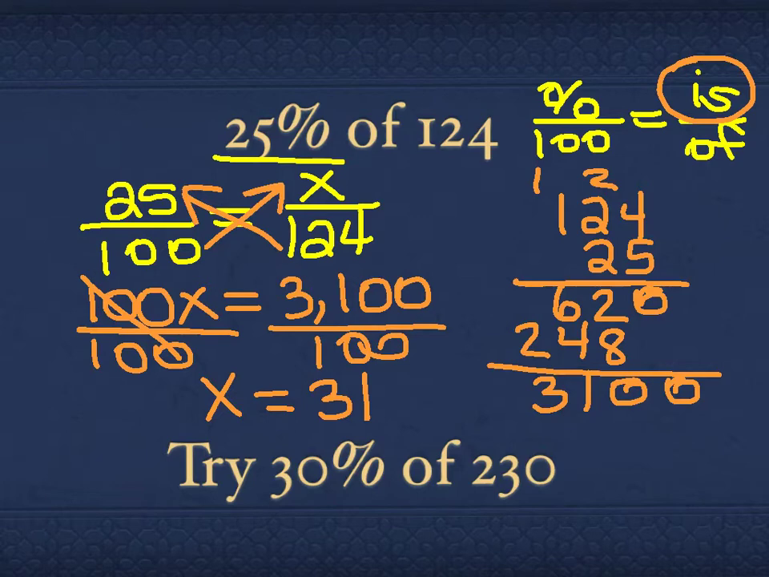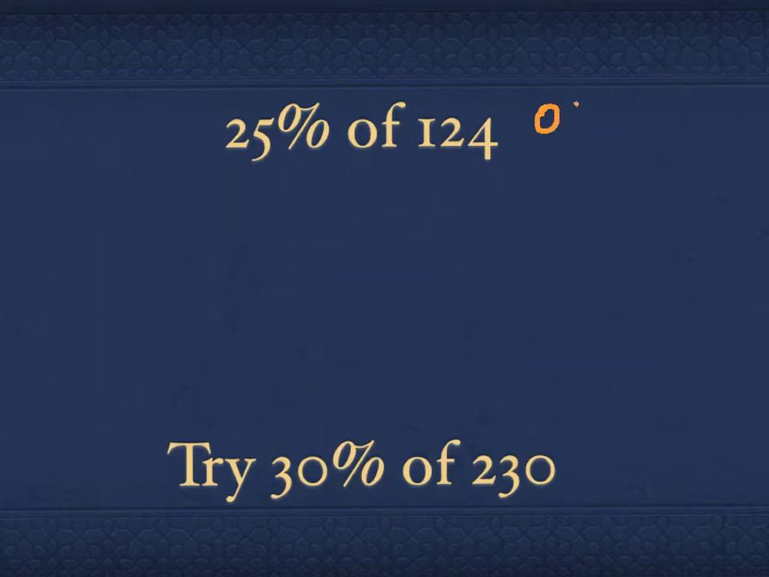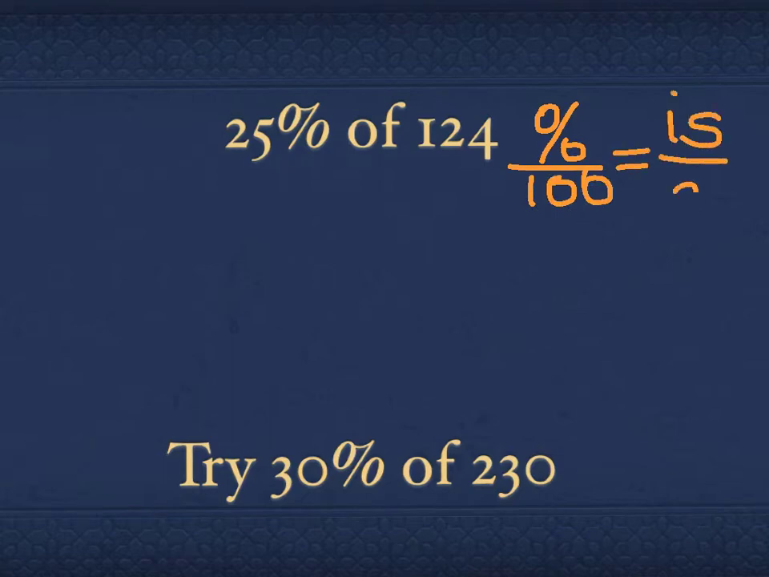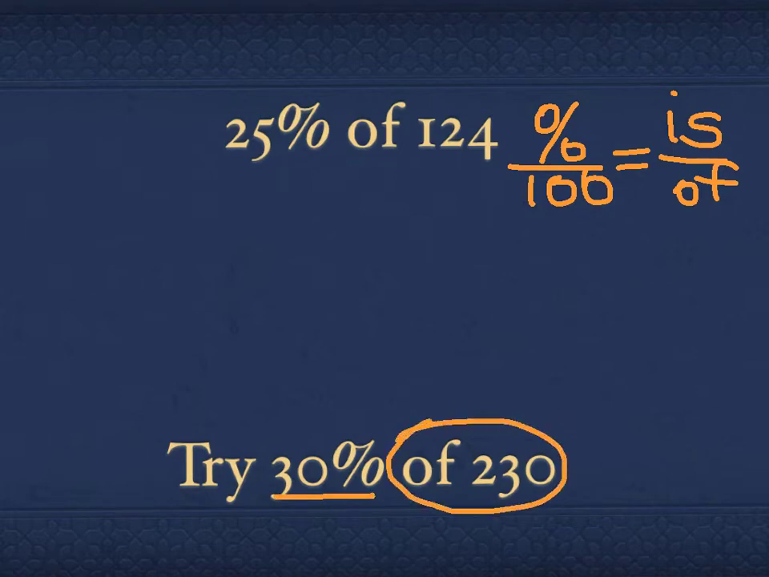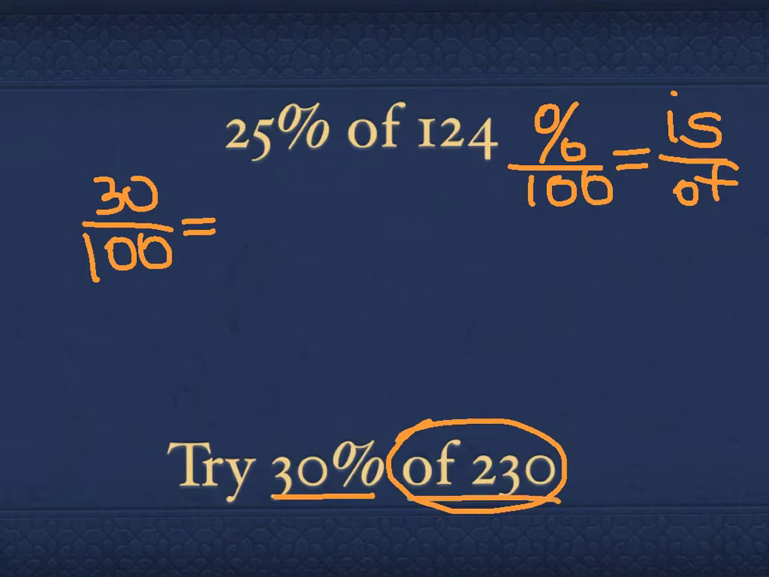Let's see how you did. Again, we're going to use our percent over 100 equals is over of. So we know the percent and we know the of. Sometimes I like to underline and circle my parts of the problem to identify these pieces. So percent over 100. 30 over 100 equals is over the of. What do I know? Well, I know the of. So I'll put the 230 on the bottom, and on top will be x.